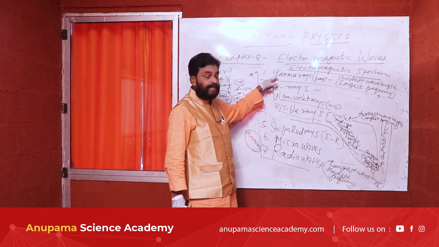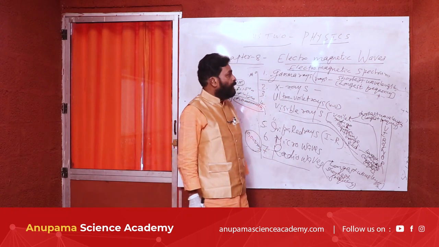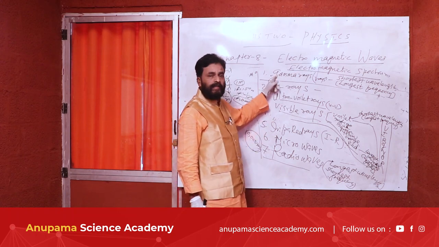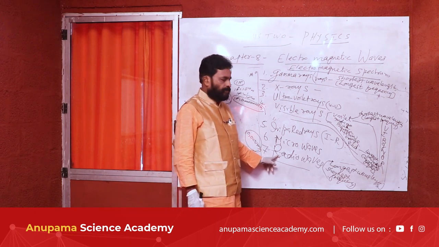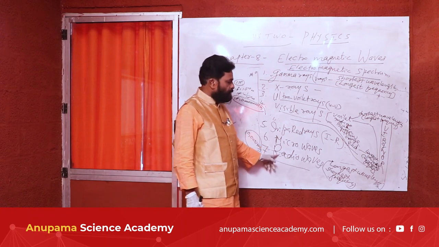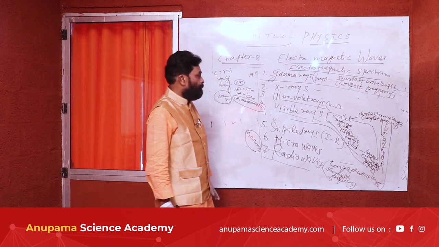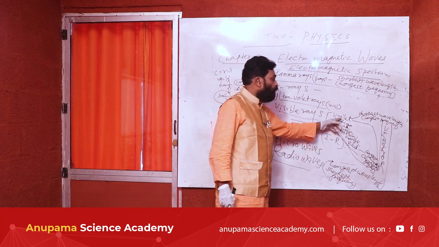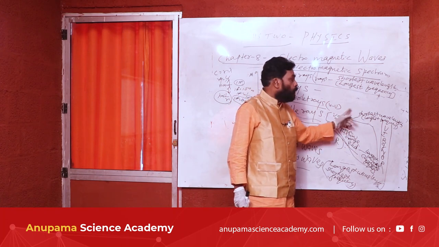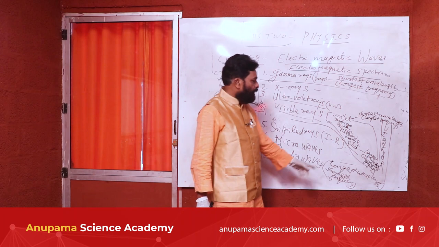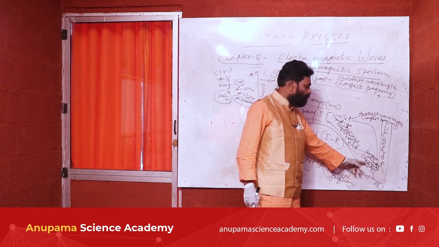See, which radiation is of longest frequency? Answer is gamma rays. Which radiation is of shortest wavelength? Answer is gamma rays. Which radiation is of longest wavelength? Answer is radios. Which radiation is of shortest frequency? Answer is radios. Which radiation is visible to human eyes? Which visible radiation is of shortest wavelength? Then it is violet rays. Which visible radiation has longest frequency? That is violet. Which visible radiation has longest wavelength? That is red rays. Which visible radiation has shortest frequency? That is red rays.